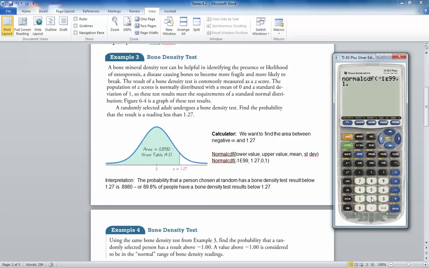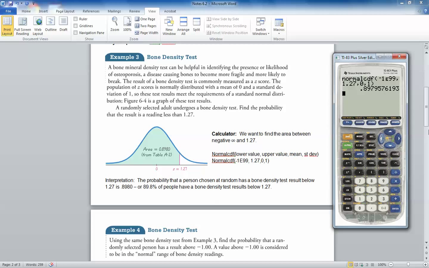1.27 is the z-score that we want to end at, so that's our interval from negative infinity to 1.27, comma, mean of 0, comma, standard deviation of 1, end our parentheses, and click on enter. So we get 0.89795 on ours. So if we round to 3 places, that gives us a 0.898. What this corresponds to is the probability that a person chosen at random has a bone density test result below 1.27. Or there's an 89.8% of the people have a bone density test result below 1.27. So the calculator will find the areas for us.